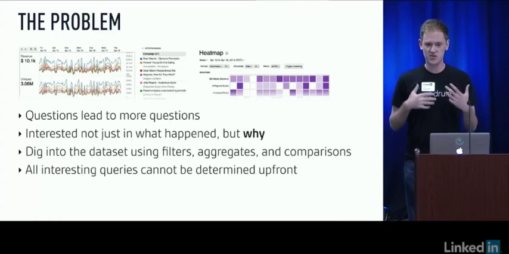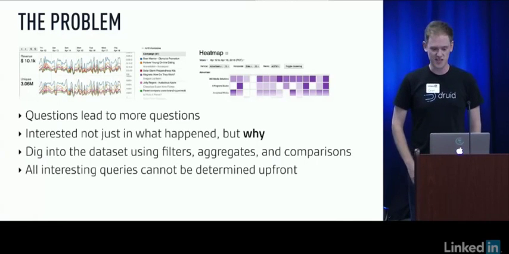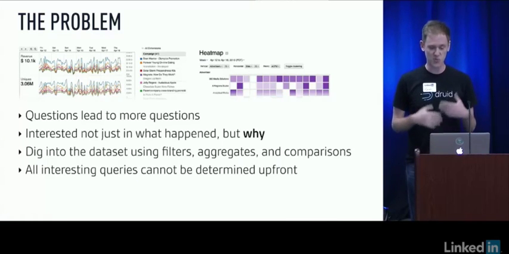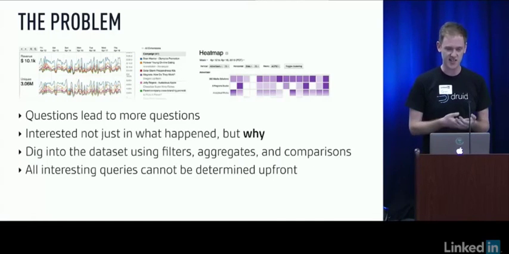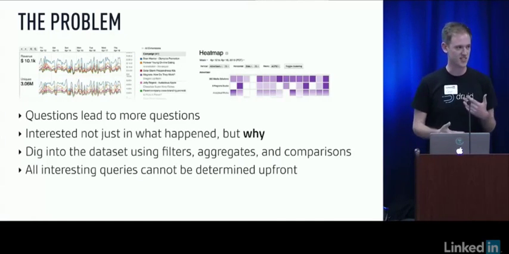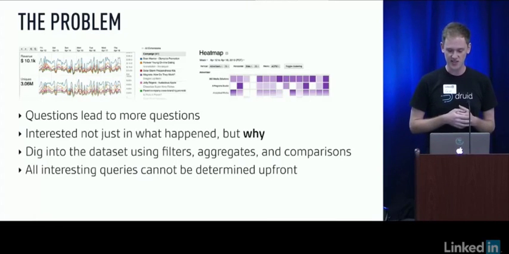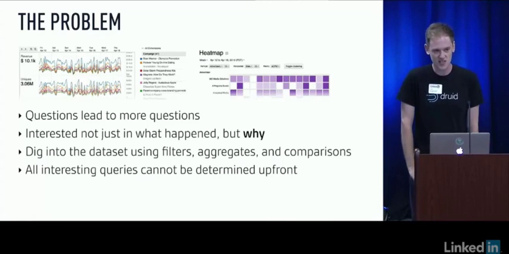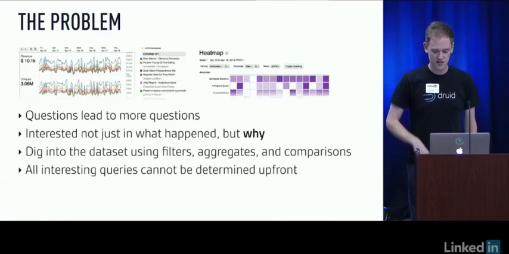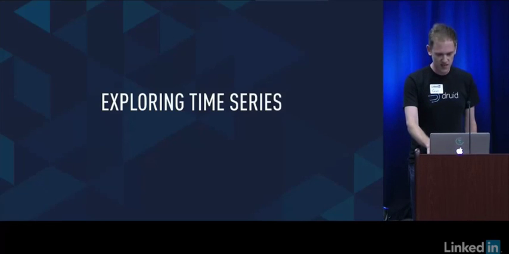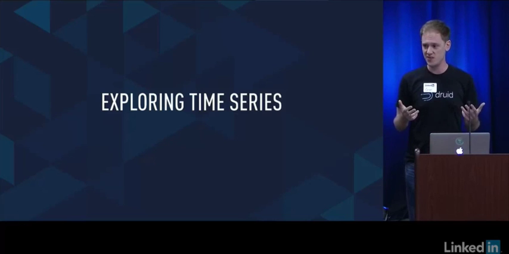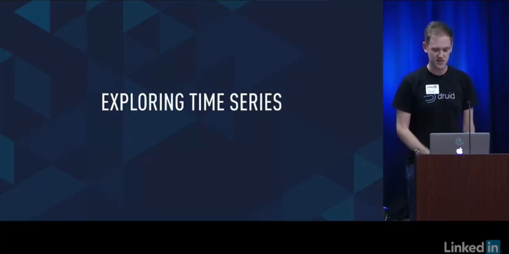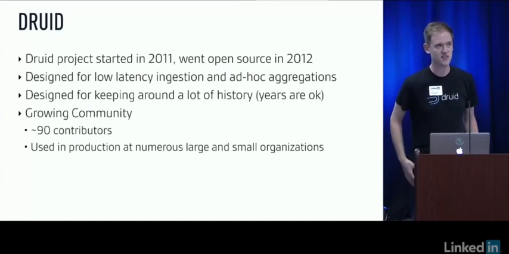So when you're trying to do this sort of business intelligence type stuff, what always happens is questions lead to more questions. You can sort of see what happened on an executive dashboard type of thing, but you want to know why they happened. To find out why something happened, you have to dig into a data set using filters, aggregates, comparisons, and things like that. And the interesting thing is that you cannot really determine all the interesting queries up front. So when you can't determine everything interesting up front, you need a system that lets you explore around. And that's what Druid is.